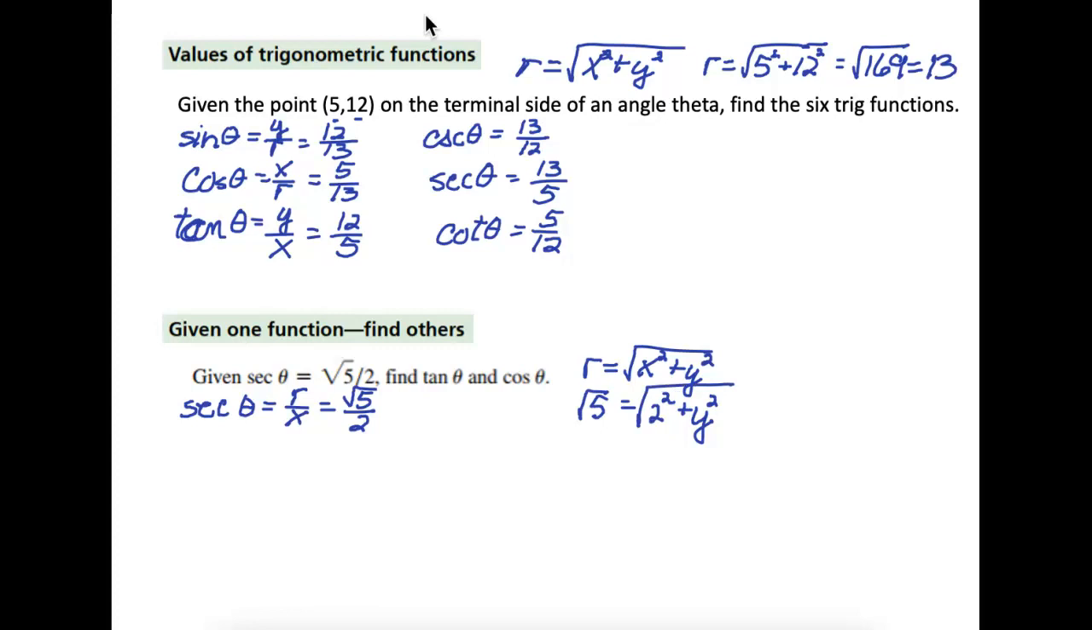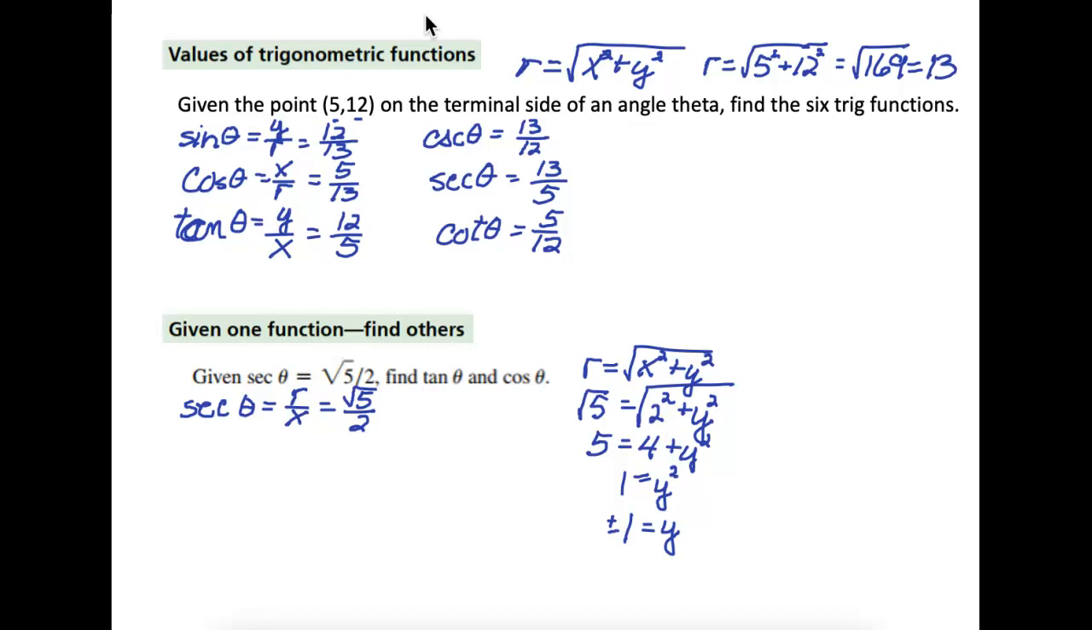So I'm going to clean this up since I've got both radicals on both sides by squaring both sides. So when I do that, I end up with 5 equals 2 squared, which is 4, plus y squared. And then subtracting 4 from both sides, that gives me 1 equals y squared. And then when I take the square root of both sides, my value for y could be either a positive 1 or a negative 1. It's because the square root of 1, the principal root is 1, but even if I had a negative 1 and squared it, that would give me 1 as a possible answer.